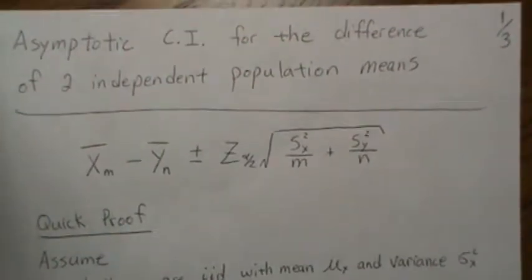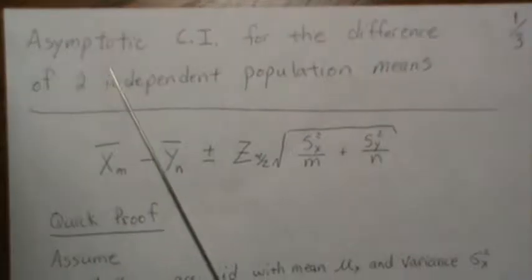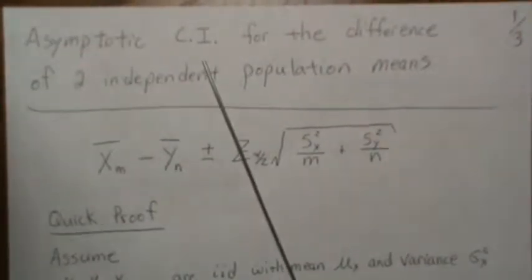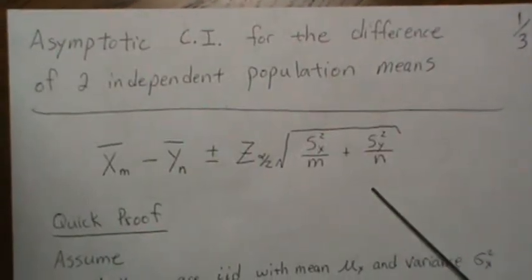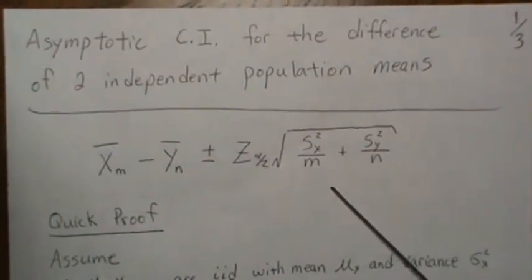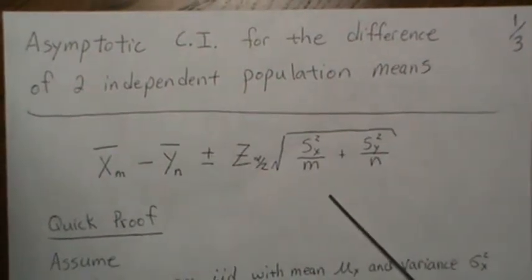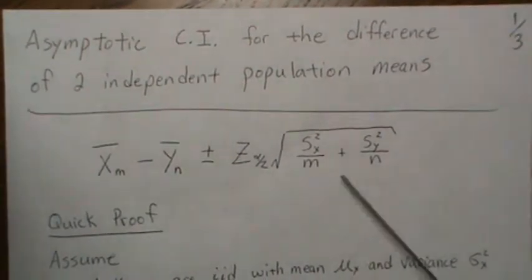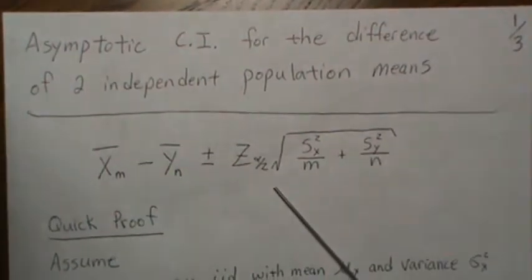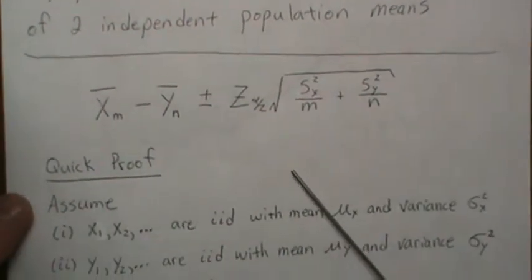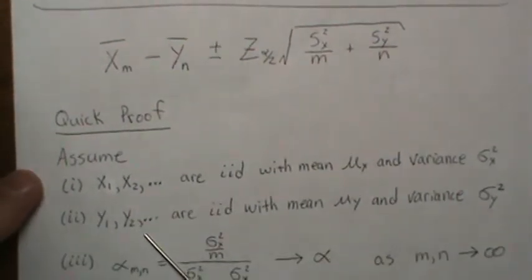Hello, in this video we're going to look at and derive the asymptotic confidence interval for the difference between two independent population means. Here we're not assuming that our populations are normal, and so it's an asymptotic result, and we'll prove this in this video. So here in the video we have to assume some things.